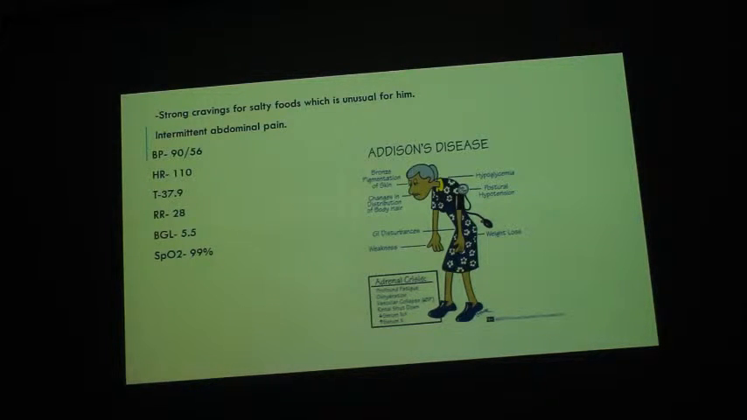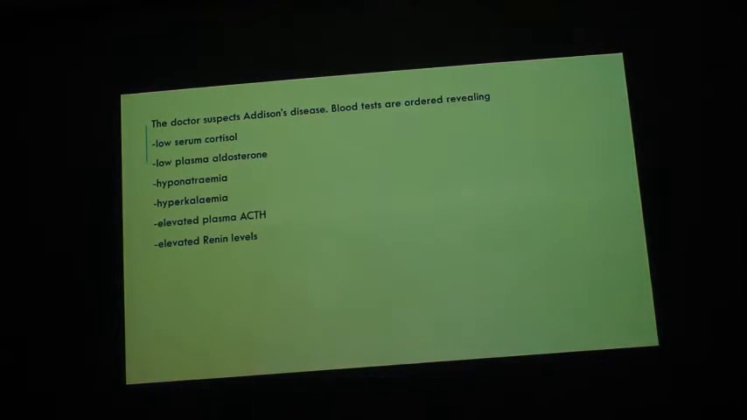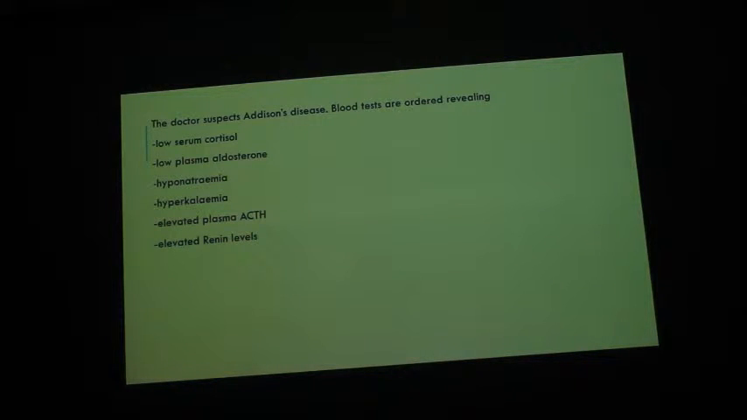You complete a set of observations and a urinalysis, and the results are as follows. The doctor suspects Addison's disease and orders blood tests for the patient, revealing low serum cortisol, low plasma aldosterone and hyponatremia, along with hyperkalemia, elevated plasma ACTH and elevated renin levels.